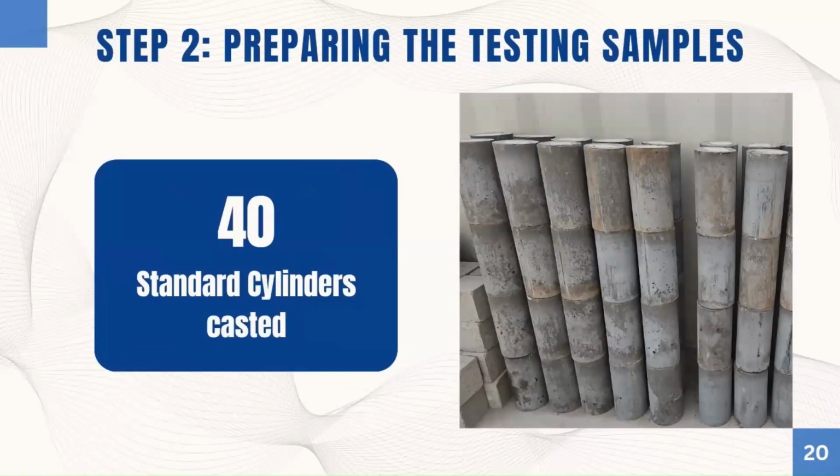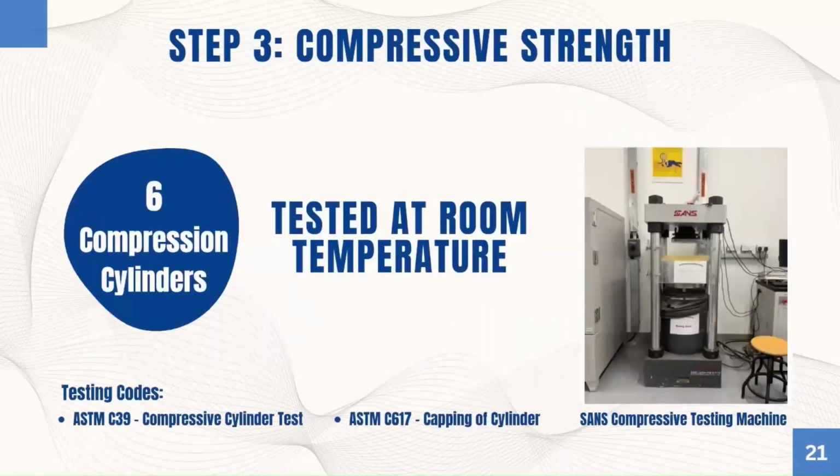Moving forward, we prepared our testing samples. 40 standard cylinders were cast for this experiment. The third step was testing the compressive strengths. Six of these cylinders were tested at room temperature to get an average of the compressive strength of the concrete at room temperature.